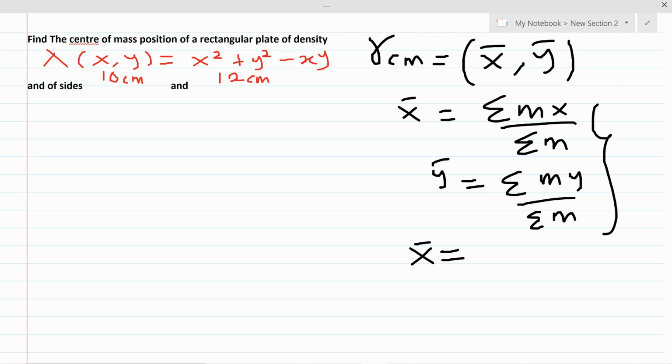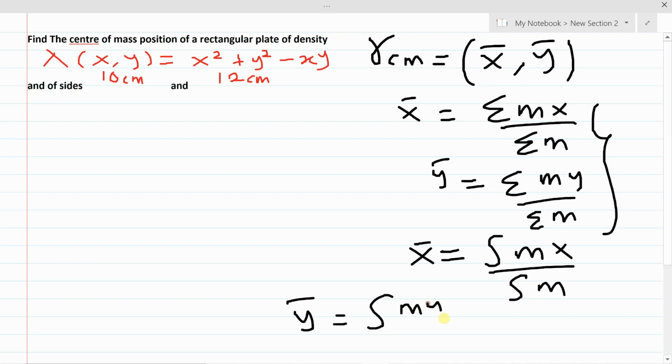x bar will be equal to the integral of mx over the integral of m for a continuous function like the question we have here, and y bar will also be equal to the integral of my, or ym, anyhow you call it, over the integral of m, the same thing. Now let's quickly clean everything and then use the continuous formula.